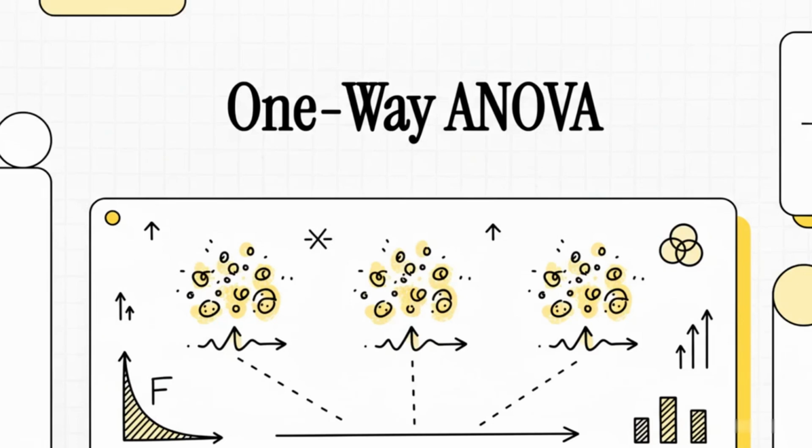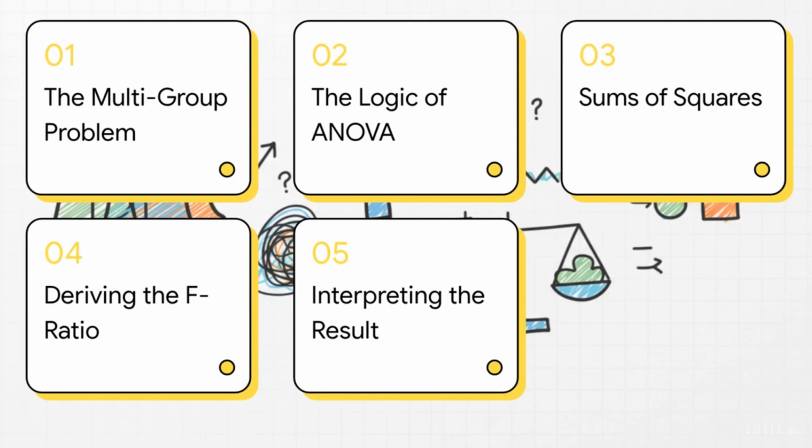Welcome. So let's say you're running an experiment. It's easy enough when you're comparing two things, but what happens when you have three groups, or four, or more? It can get messy fast. In this explainer, we are breaking down the super elegant solution to this problem, analysis of variance, or as you probably know it, ANOVA.